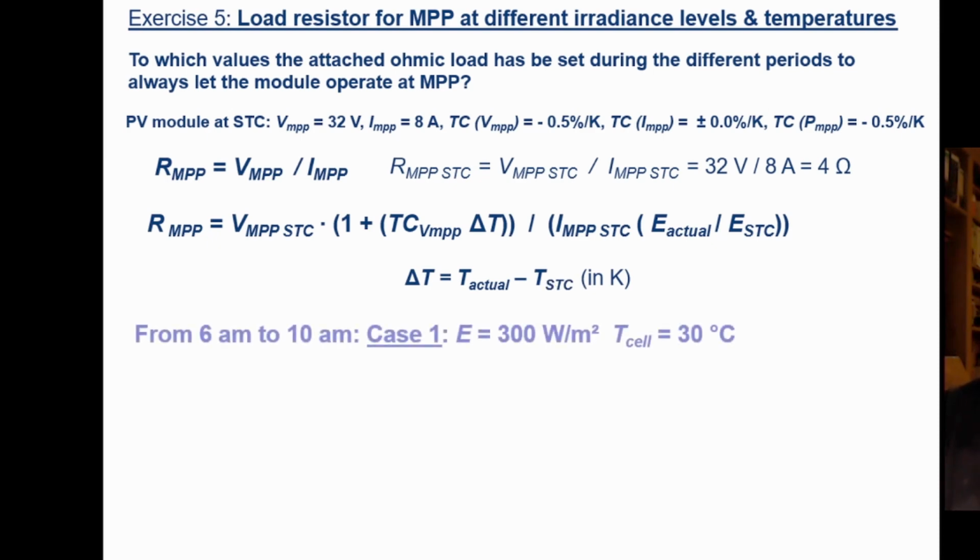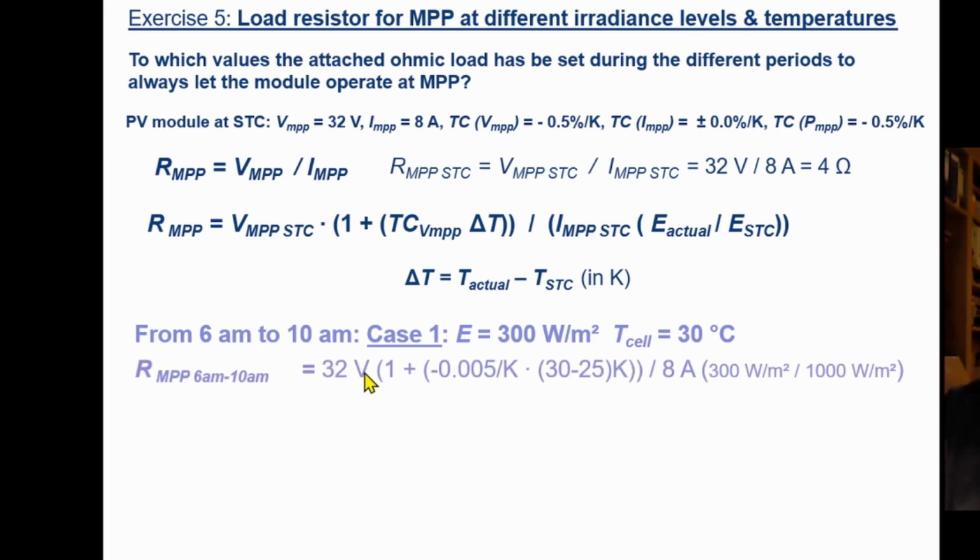So case 1, we have a reduced irradiance compared to standard test condition irradiance, 300 watt per square meter. Cell temperature is slightly elevated from 25 to 30 degrees Celsius. And if we put it in the formula, we have the voltage under standard test conditions times 1 plus the temperature coefficient minus 0.005 per Kelvin, and temperature difference of 5 Kelvin, divided by 8 amps times 300 watt per square meter divided by 1000 watt per square meter. That's 13 ohms if you put all in the right numbers and calculate the result. Let's go to the next case, case 2.